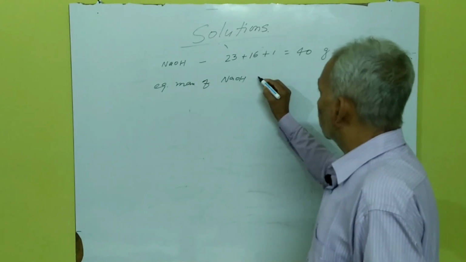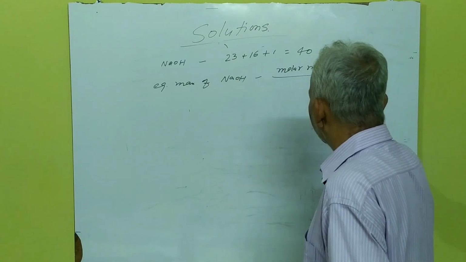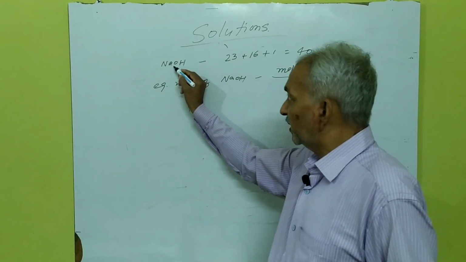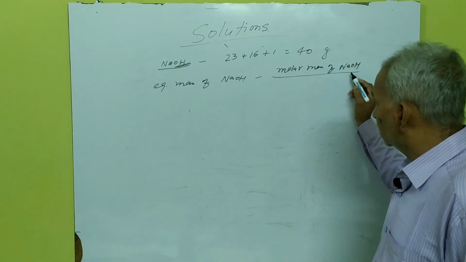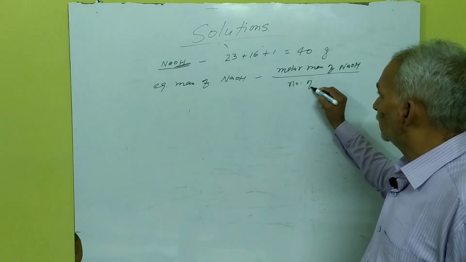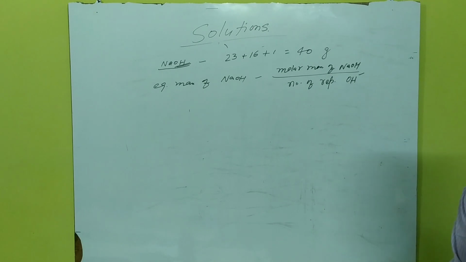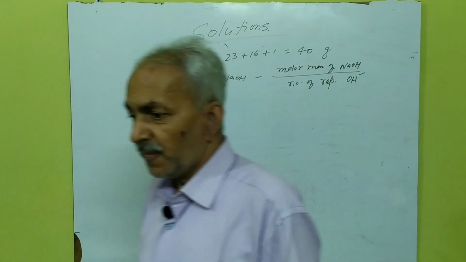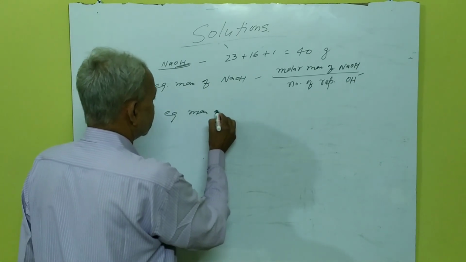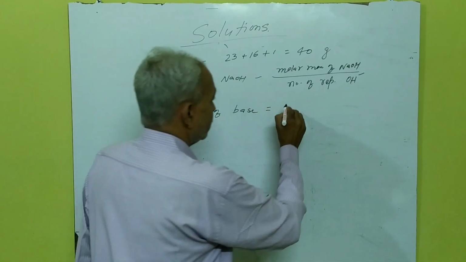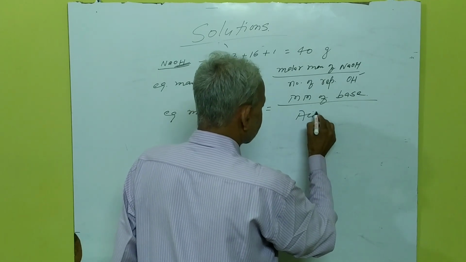We have to calculate the molar mass of sodium hydroxide, which will be divided by... it is the case of a base. Sodium hydroxide is a base, right? So in case of a base, it is the molar mass of base divided by the number of replaceable OH minus ions. Or better, we can say in general, the equivalent mass of base is equal to the molar mass of base divided by the acidity of base.